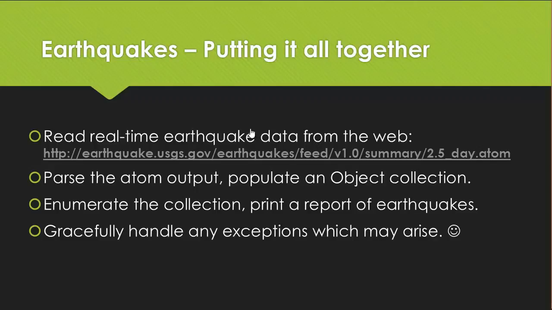So in our example, we will take a look at this data in Atom format, and we will parse it and populate a collection of objects, an array list of earthquakes. We will enumerate the collection, simply printing out a report of earthquakes. Hopefully we won't have too many problems, but if we do, we'll gracefully handle any exceptions. All right, let's get into the programming then.